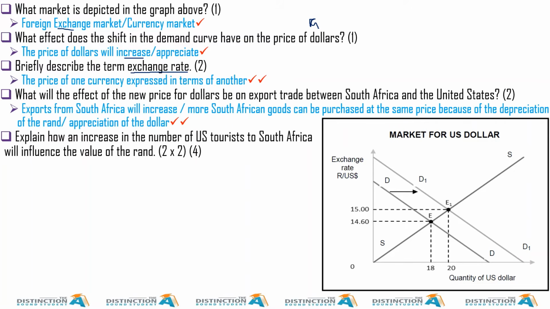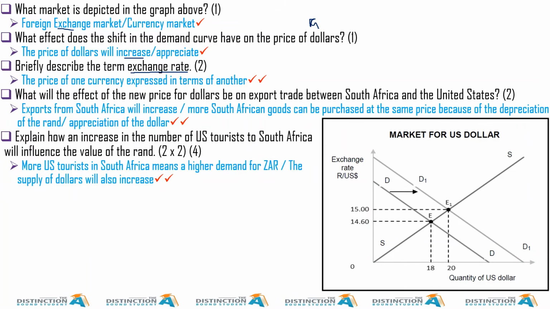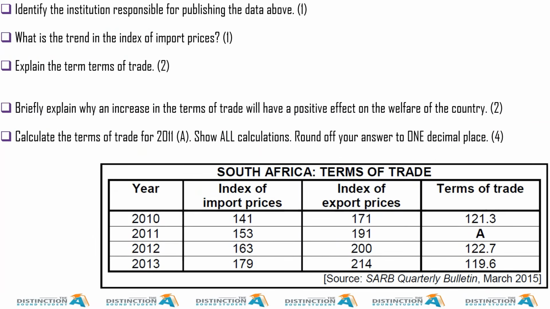Explain how an increase in the number of US tourists to South Africa will influence the value of the rand. It will appreciate. As simple as that. More US tourists in South Africa mean a higher demand for ZAR. The supply of dollar will increase, and that means eventually the rand will appreciate. That will result in an increase in the value of the rand. That's what I've been saying.